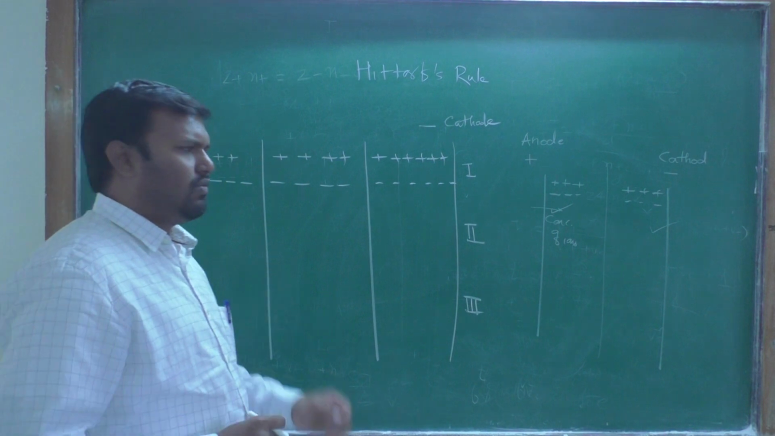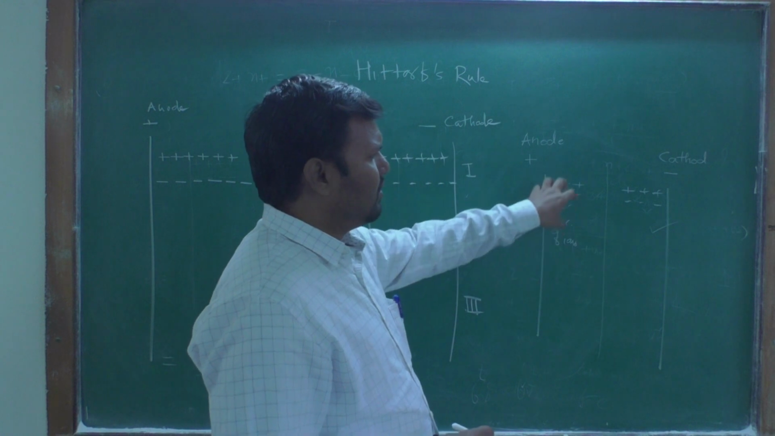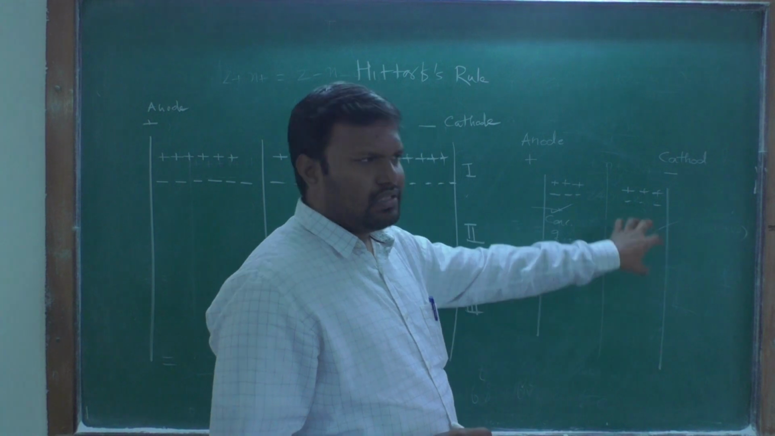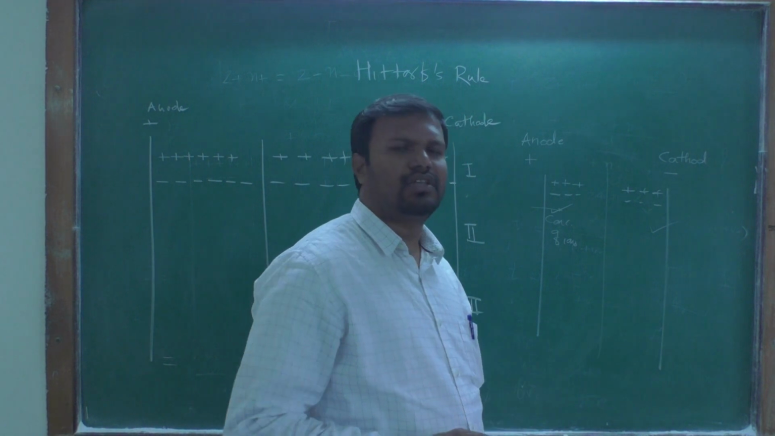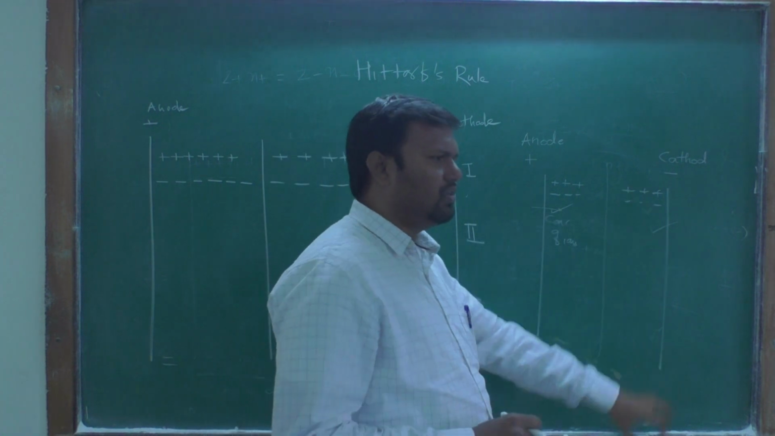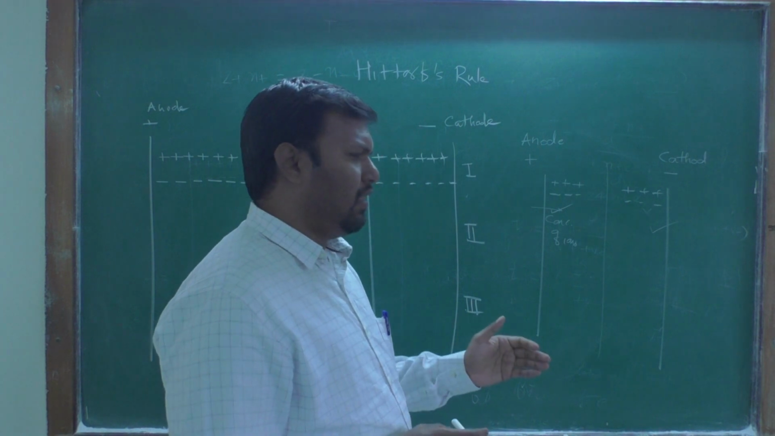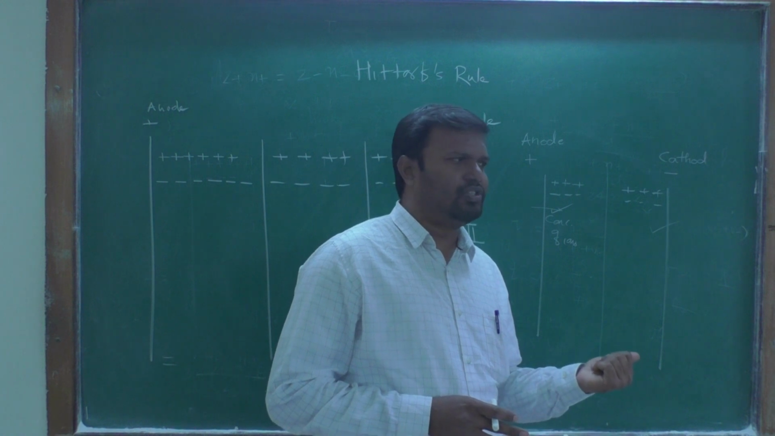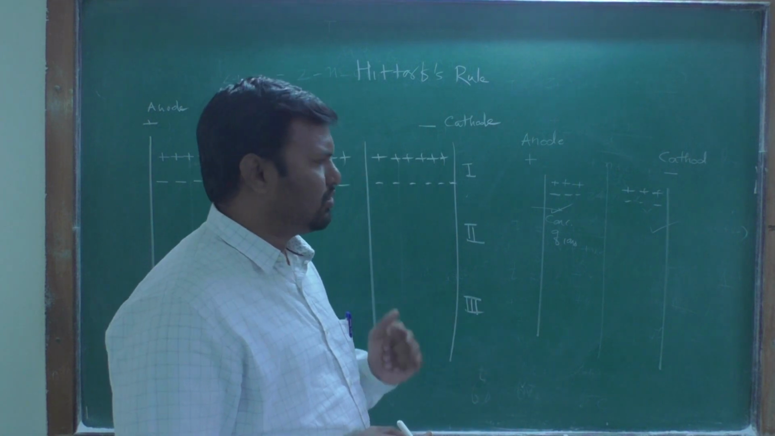First, it is clear that when the current is passed through the cell, the concentration of ions near the electrode changes, and that change in concentration depends upon the speed or velocity of the ions. If the speed is higher, the change in concentration is higher. If the speed is low, the change in concentration is low.